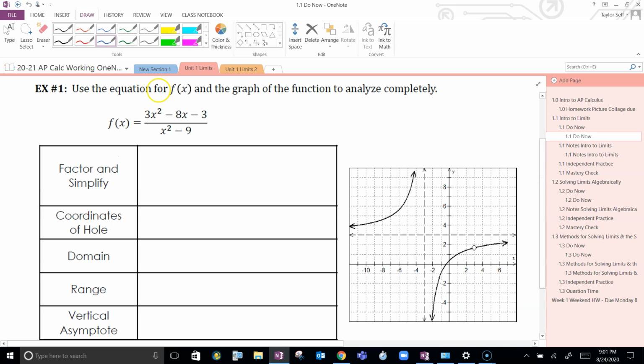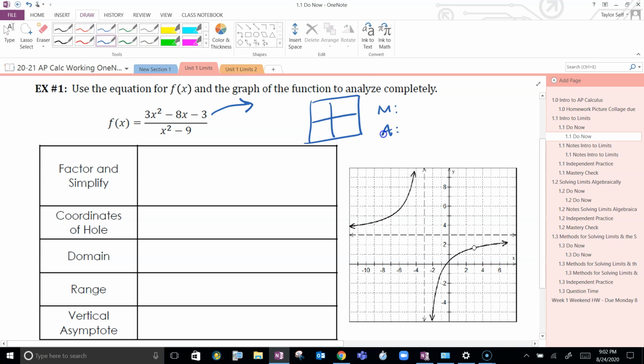So usually use the equation for f of x and the graph of the function to analyze completely. The first thing it tells us to do is to factor f of x fully and simplify. If you aren't sure how to factor this, let's quickly go through how to factor that. I like to use the box method, and then I like to put what we need to multiply to, what we need to add to.